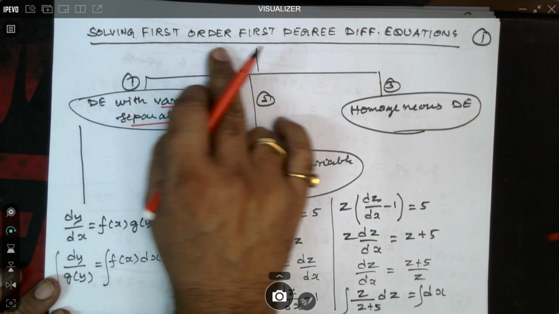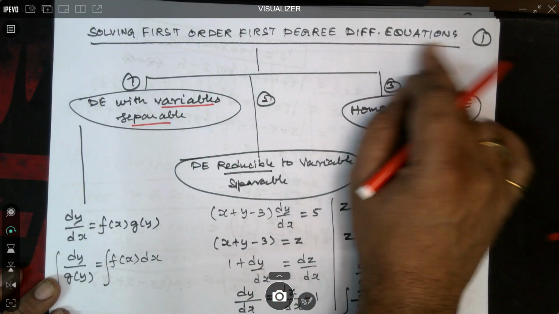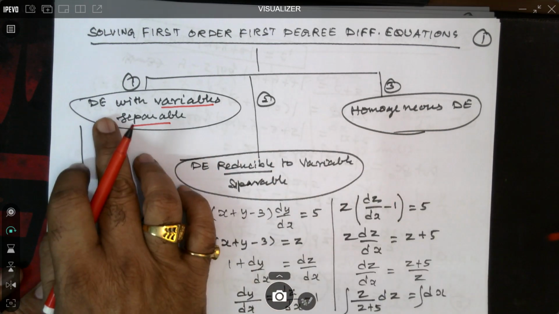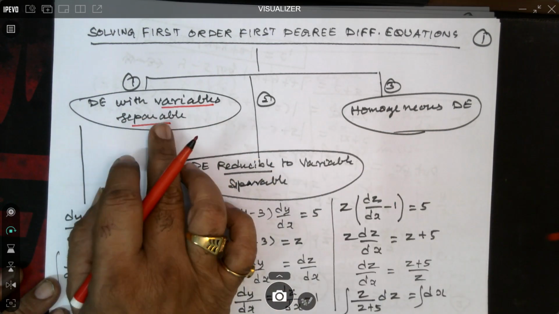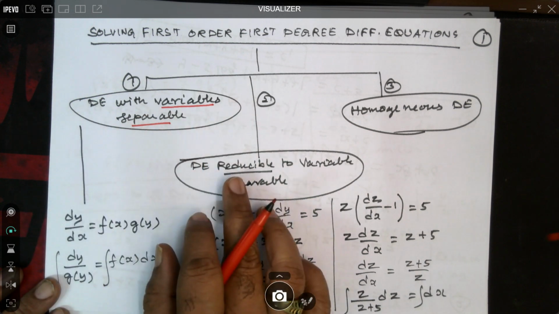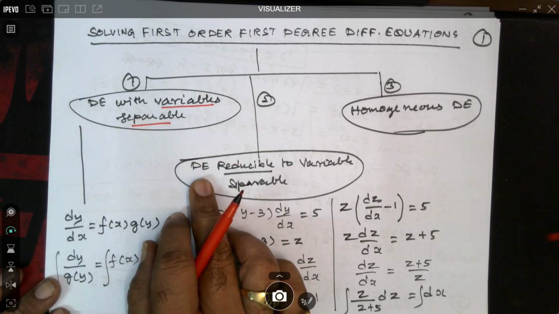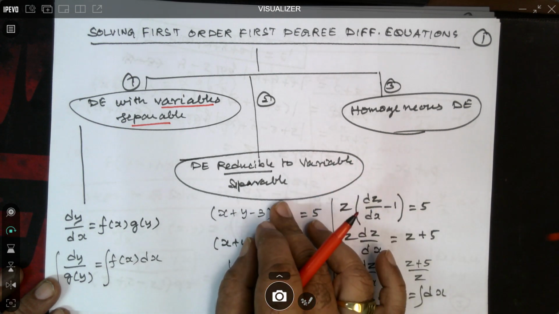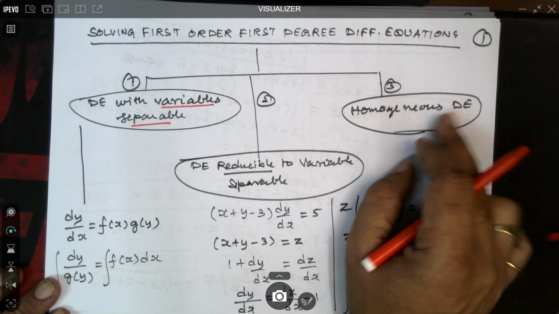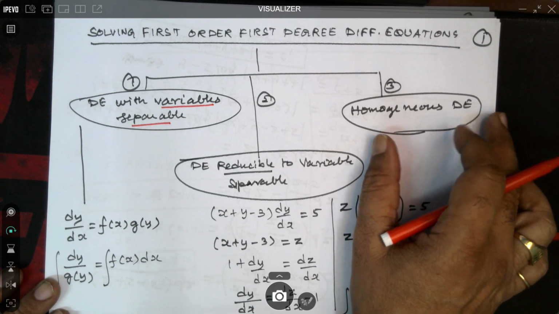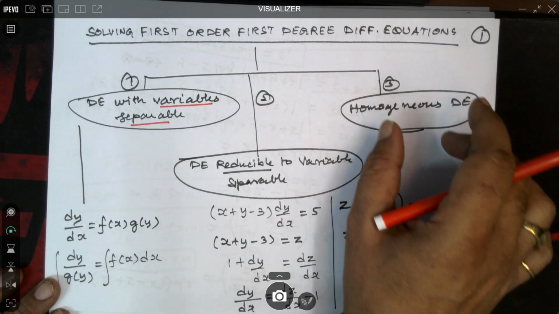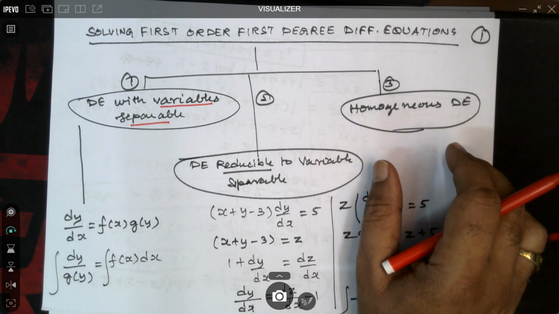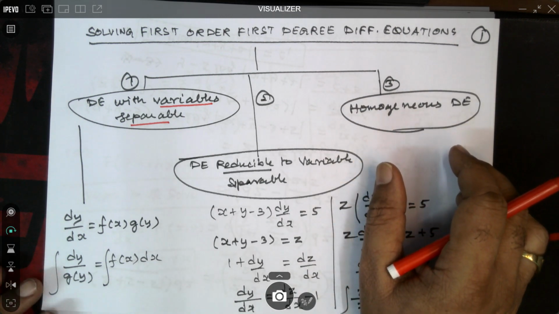So solving first order, first degree differential equations can be of three types. One is differential equation with variables separable. Second, differential equation reducible to variable separable type. Third one is homogeneous, where the variables are closely associated, so we have to adopt a different strategy for that. Let us discuss one by one.